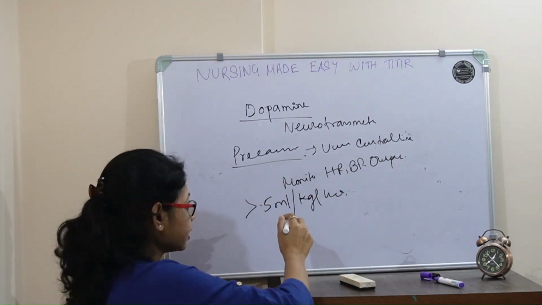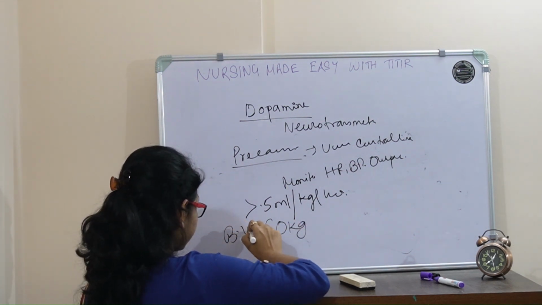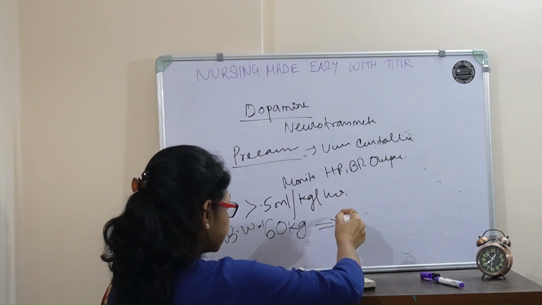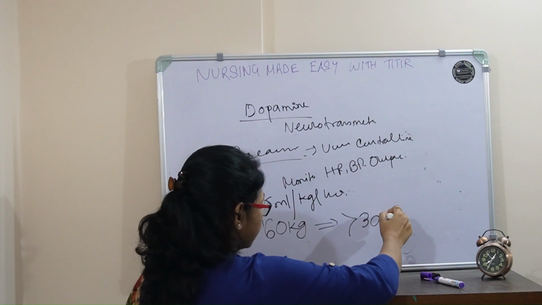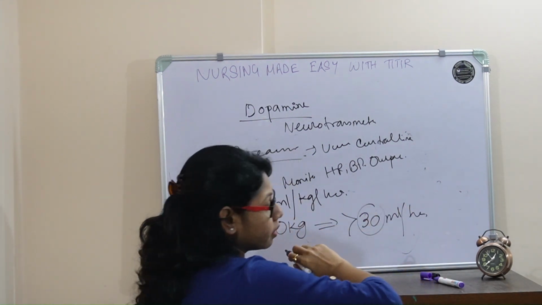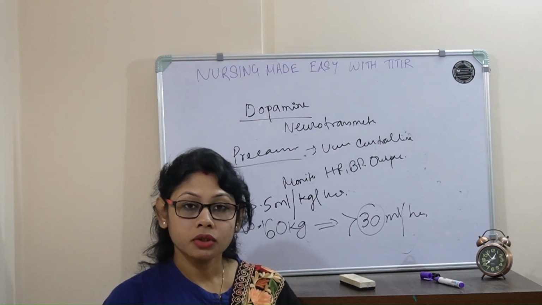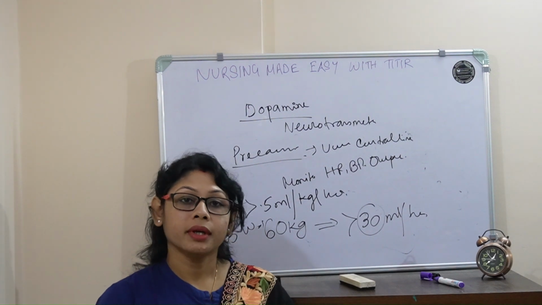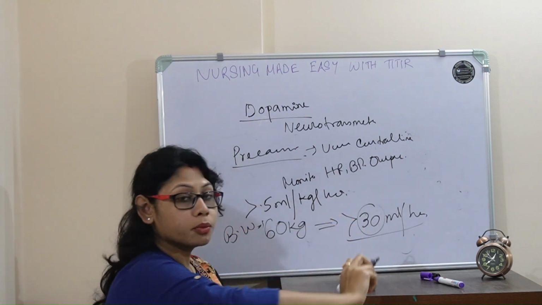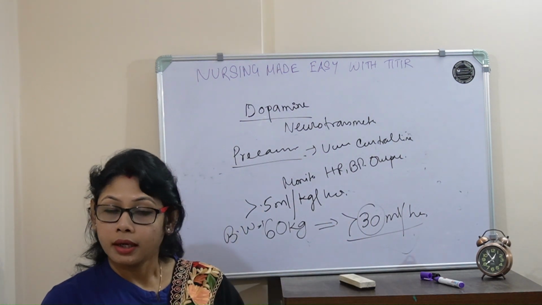For example, if the patient's body weight is 60 kg and urine output is less than 30 ml per hour, it is alarming for this patient. So whenever you are using dopamine to treat hypovolemia or hemodynamic instability, please monitor the urine output, which is very, very important. If it is not adequate, inform your ICU doctors also.